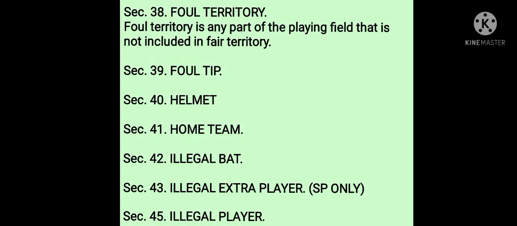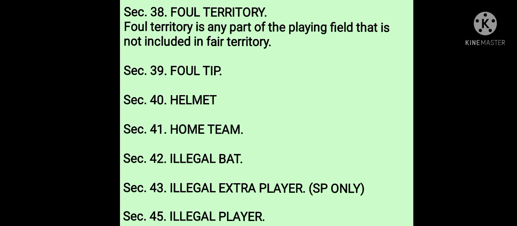Section 38. Foul territory. Foul territory is any part of the playing field that is not included in the fair territory. Section 39. Foul tip. A foul tip is a batted ball which A. goes directly from the bat to the catcher's hands, B. goes not higher than the batter's head, and C. is legally caught by the catcher.